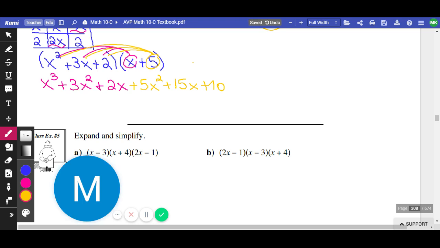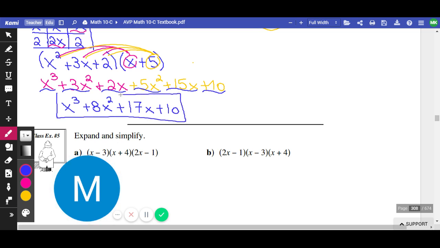Whichever method you chose, you would end up with those 6 terms. Your last step is to always combine like terms, right? We multiply together, we combine like terms, meaning same letter, same exponent. We have an x cubed there. We have 2x squared. 3 and 5 would be plus 8. 2x plus 15x is plus 17x. And then plus 10 would be the last thing. That is my final answer.